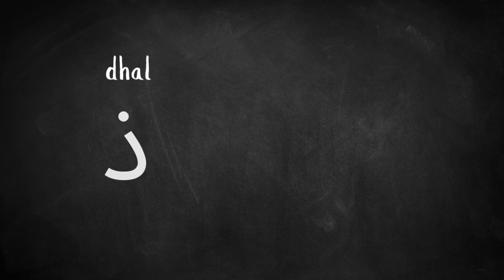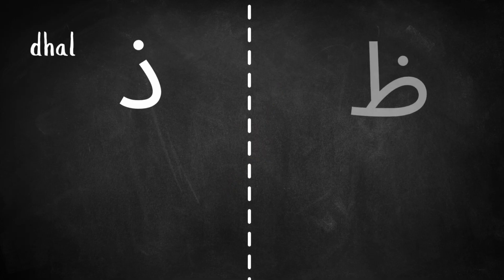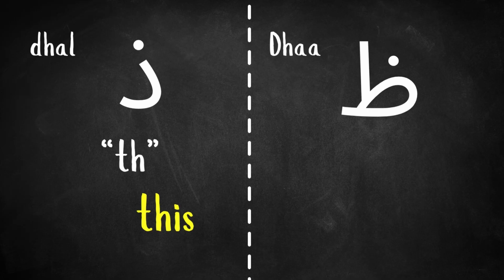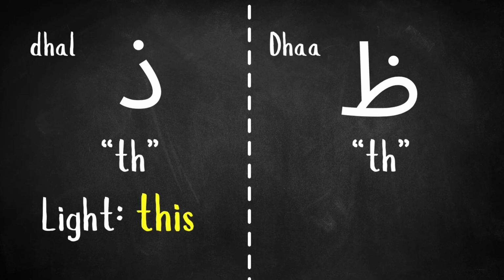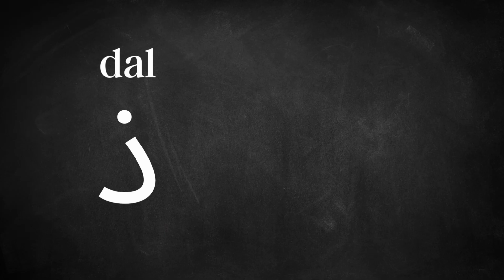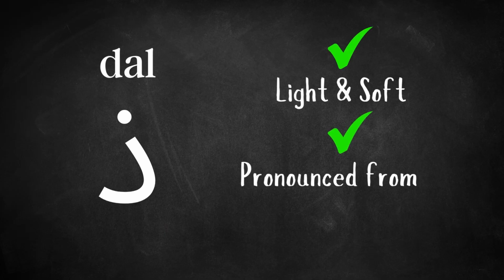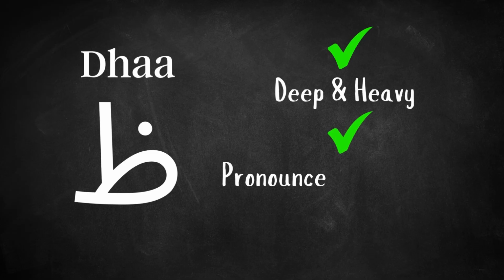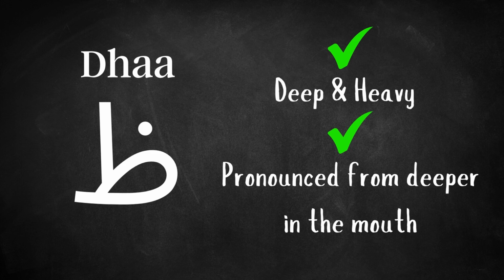6. Letter ذال versus letter ظا. These two letters have a similar sound, like the English th in this, light, and th in though, deep, except that in Arabic, ذال is always light and soft, pronounced from the front of the mouth, while ظا is always deep and heavy, pronounced from deeper in the mouth.